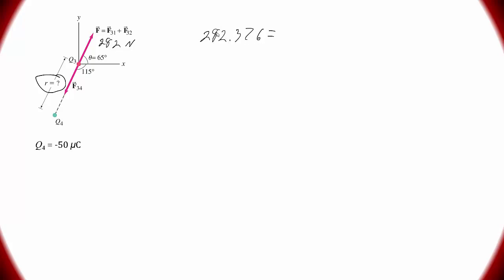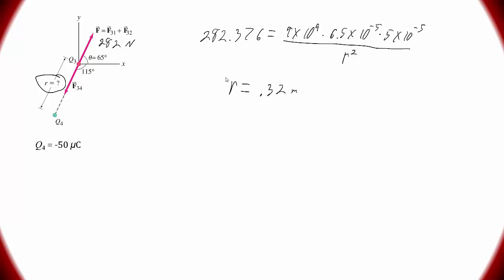282.376. So we're going to set that force equal to the force due to this charge, which is 9 times 10 to the 9th times this one here, which is still 65 microcoulombs, so 65 times 10 to the negative 5th. This one is 50, so 5 times 10 to the negative 5th. And then we're going to solve this for r squared, do a bit of algebra, and it works out to be 0.32 meters away, and that would give you a net force of 0.